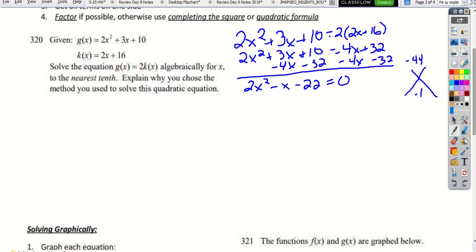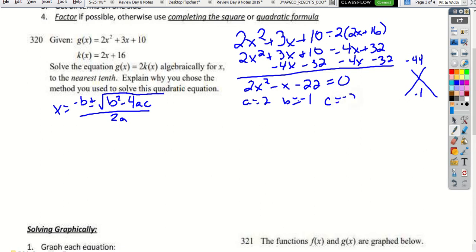Since there's a 2 in front, I don't want to do completing the square, so I'm going to choose the quadratic formula. So x is equal to negative b plus or minus, remember this is on the formula sheet, so you don't have to remember it, the square root of b squared minus 4ac, all divided by 2a. So a is 2, b is negative 1, and c is negative 22. So x equals negative of negative 1, or 1, plus or minus negative 1 squared. Notice we're using the parentheses there so we don't get the wrong answer. Squaring that negative, it'll always come out positive. 4 times 2 times negative 22, okay?